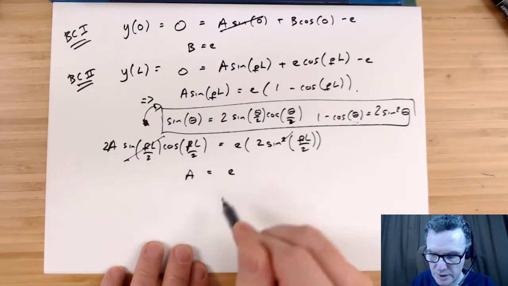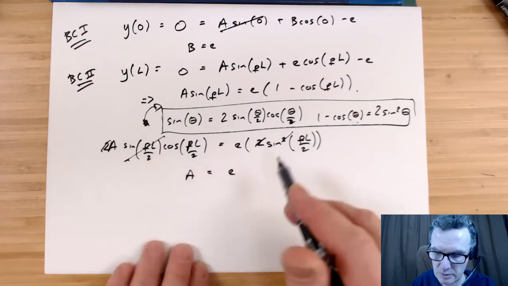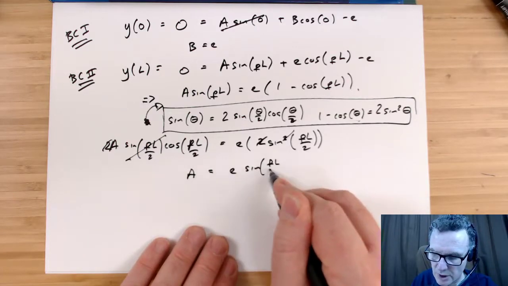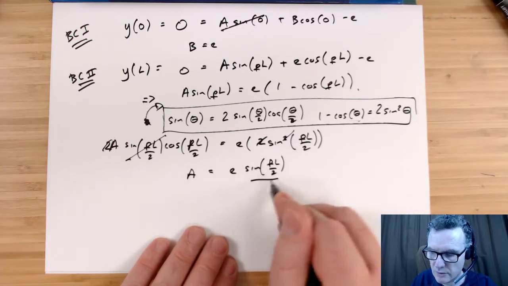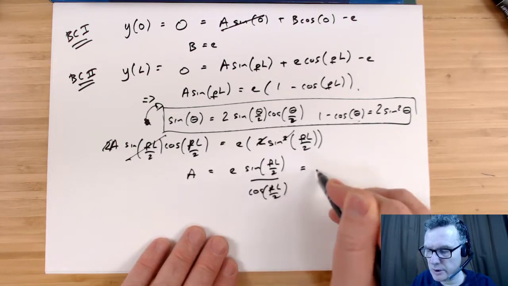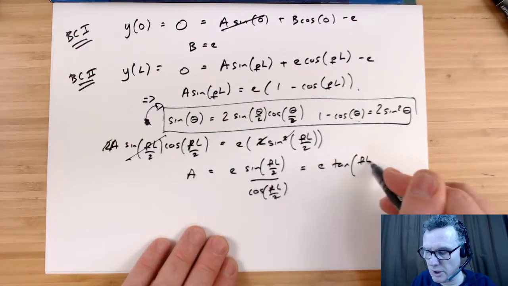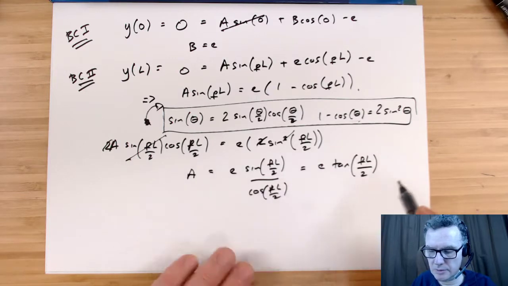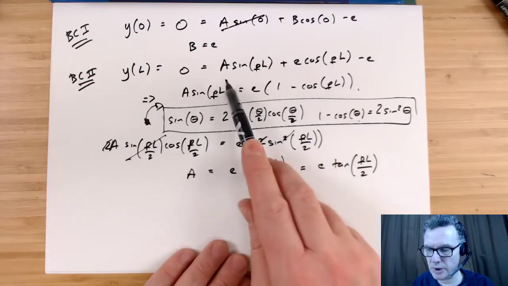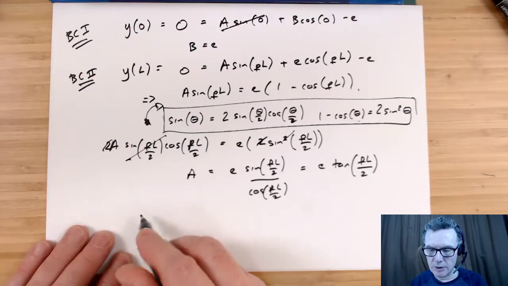equals, the E is going to stay there. What about my 2's? My 2's are going to cancel. And I end up with a sine PL over 2 divided by cos PL over 2. So that equals E tan PL over 2. So I've now worked out my constants A, B and C, and we've got the general solution.